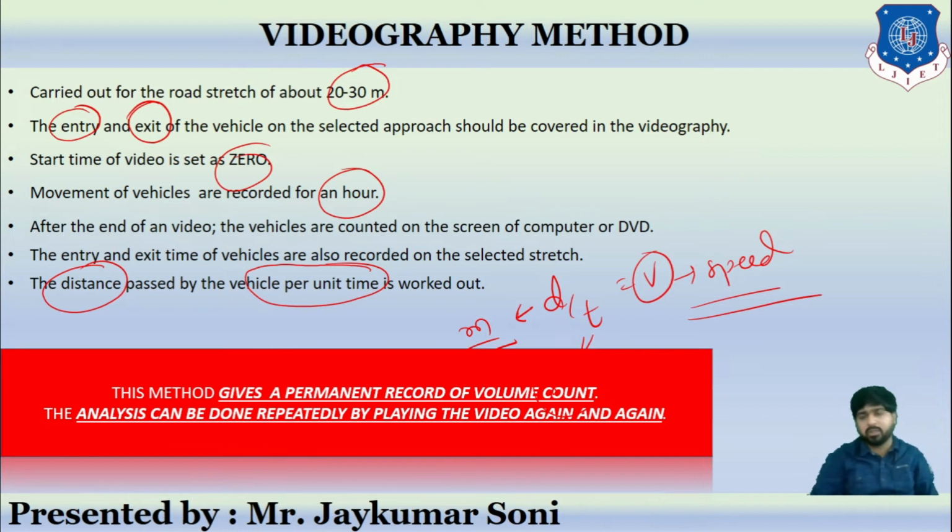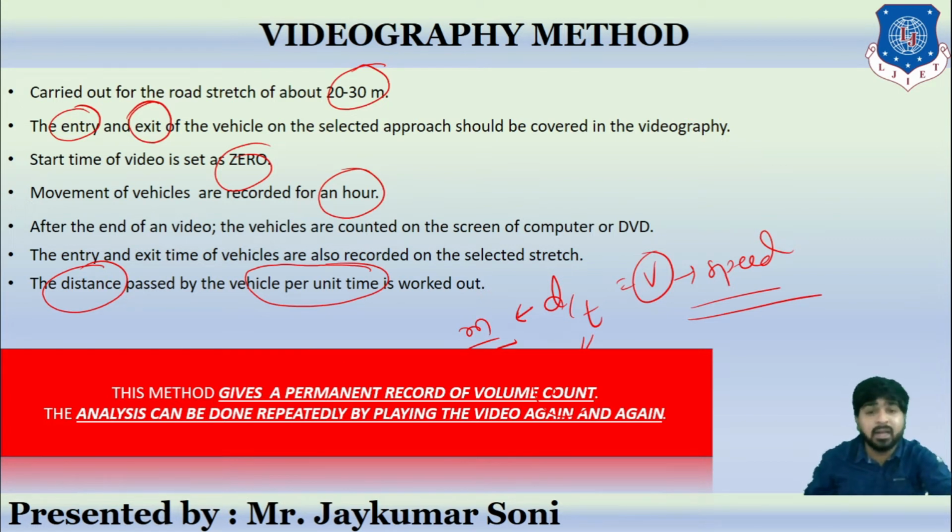A 20 to 30 meter road stretch, period of 1 hour. Entry and exit poles are considered. Start time is set as 0. Videos are collected and watched on the screen of a computer. The distance passed by the vehicle per unit time is worked out, and this is how one can get the data, the value of speed and velocity. This is the permanent method of collecting the record of volume count, and this analysis can be done repeatedly. How? By watching the videos again and again. So this is about it.